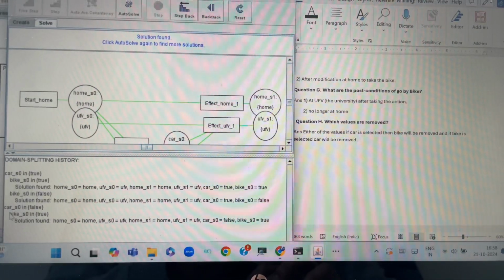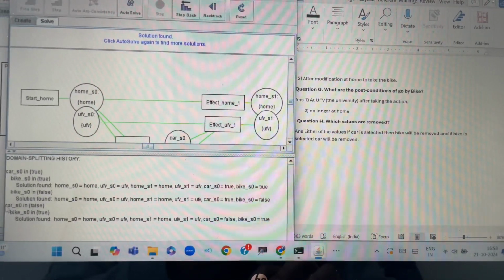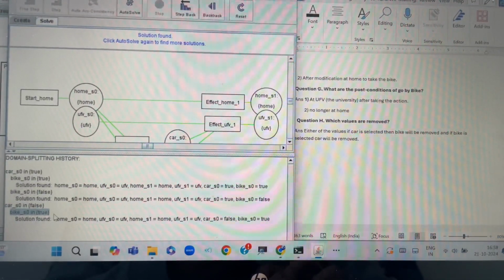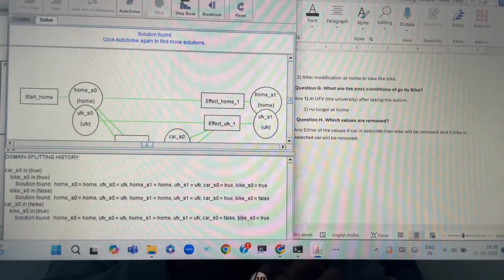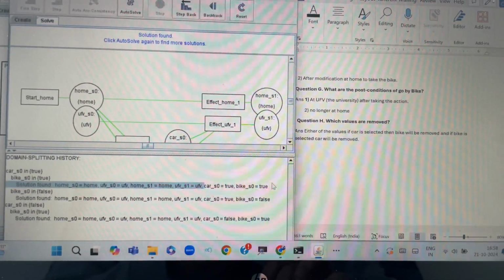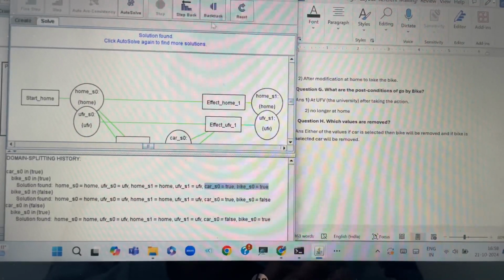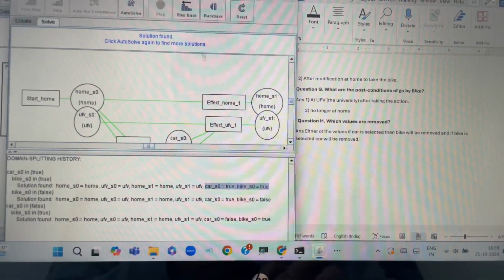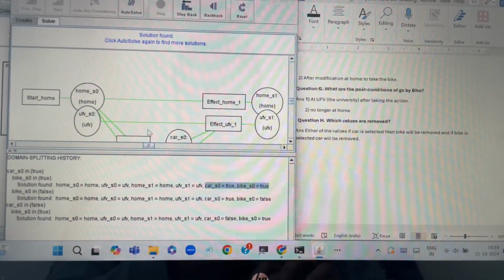And here we can see car is false and bike is true, which means that we are taking bike. And here you can see both of them were true, right? So we did backtracking, stepped back, and then I clicked auto solve.